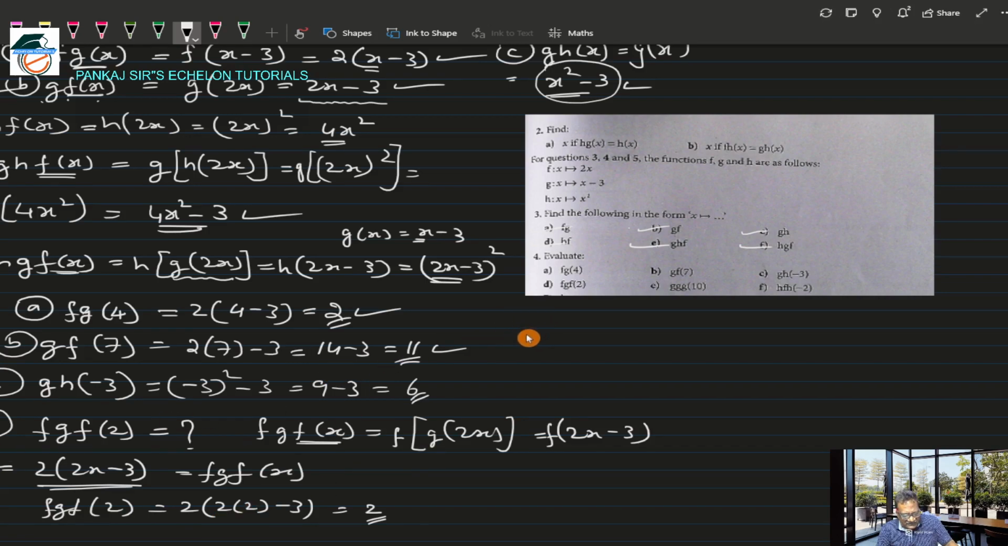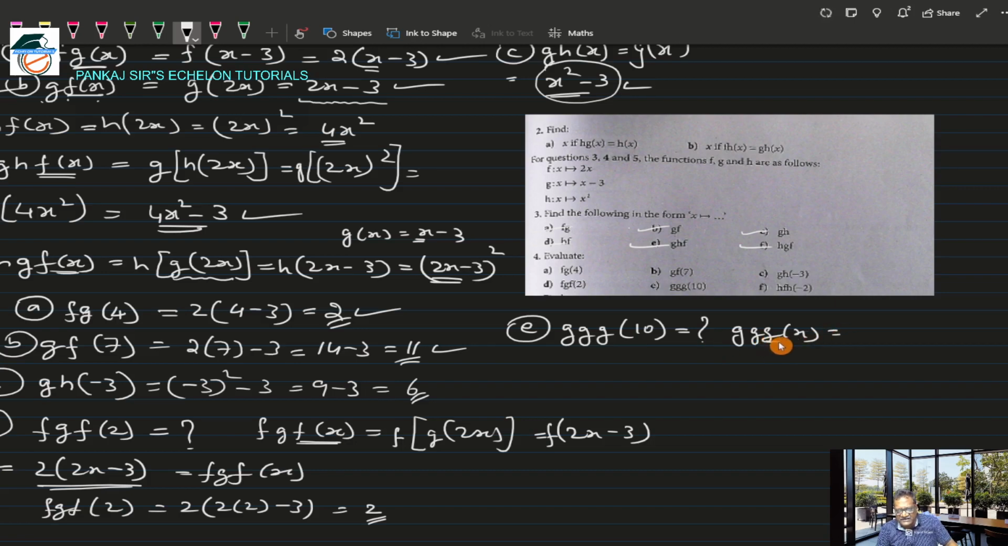Now we will work out E. E is G of 10. He has asked you to find out G of 10. If you want to find out G of 10, then you should know what G of x is. So let us try to find out this G of x.